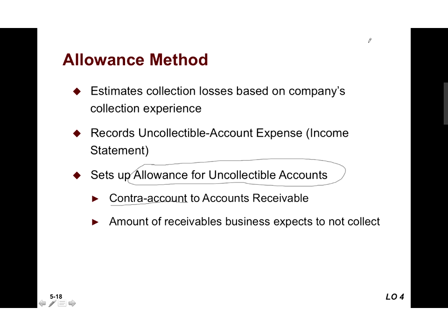When we do this, we set up an account called allowance for uncollectible accounts, or allowance for bad debts. Depending on the company it might be named either way, but they mean the same thing. It is a contra account, a contra asset. It's always paired with accounts receivable, and it is the amount the company expects to not collect.